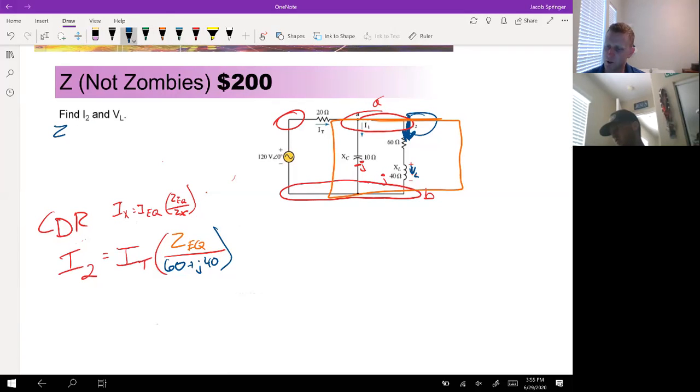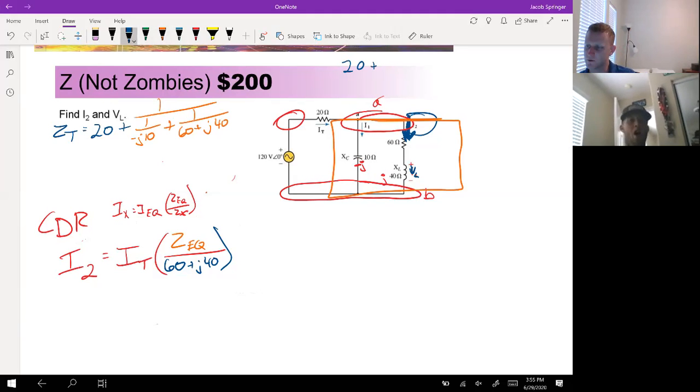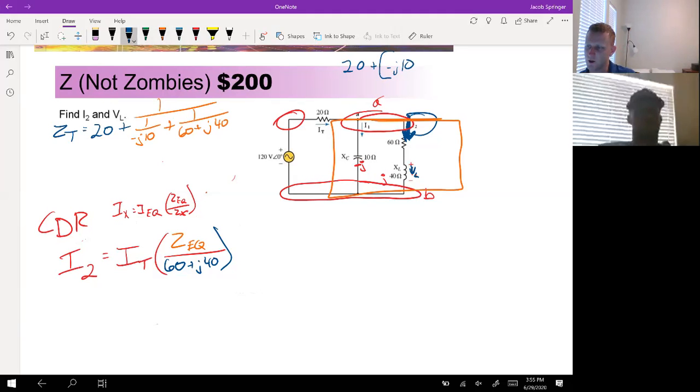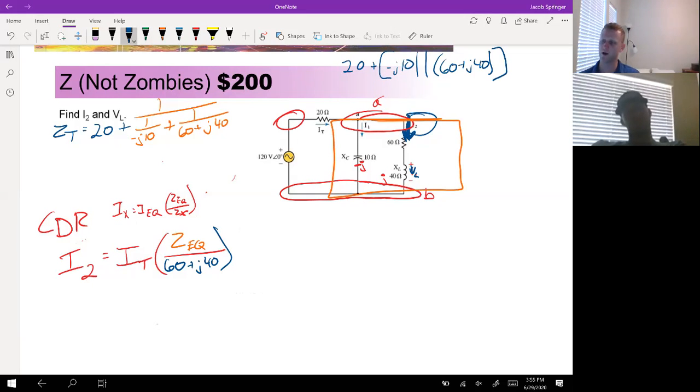My Z total is what I'm going to use to get to my I total that's going to go into here. Z total is 20 plus, and I'll write this part in orange because it's everything in orange, 1 over negative J10 plus 1 over 60 plus J40. That's the equation. If you wanted to just write it, you could also write 20 plus negative J10 paralleled with 60 plus J40.